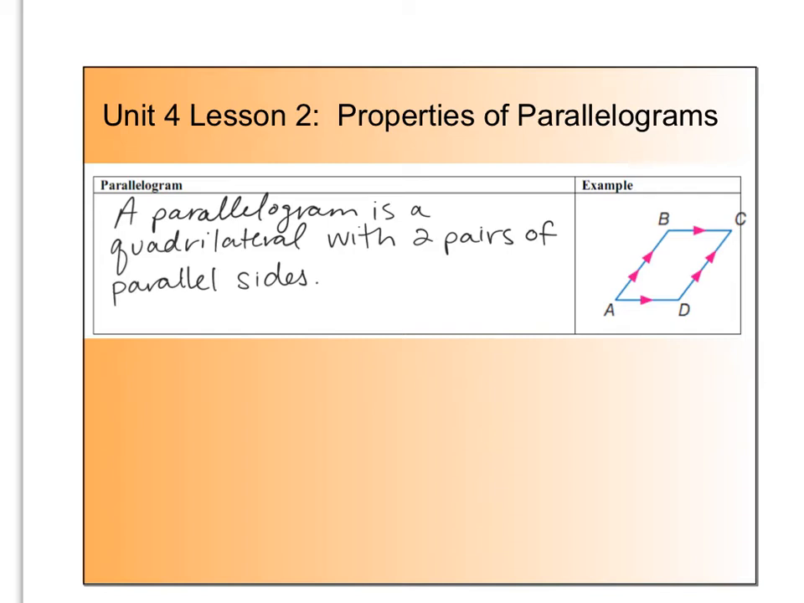Now you can notice on this picture that there's 2 sets of arrows. BC and AD have single arrows, and AB and DC have double arrows. Remember, those arrows mean that the sides are parallel. So we have 2 sets of parallel sides.